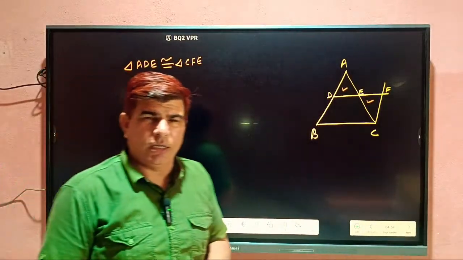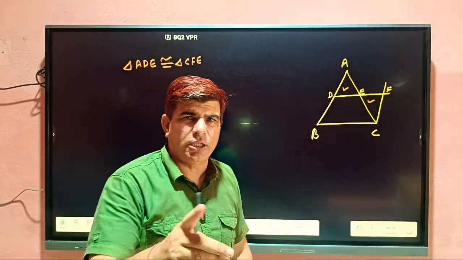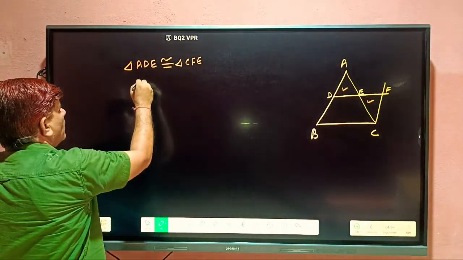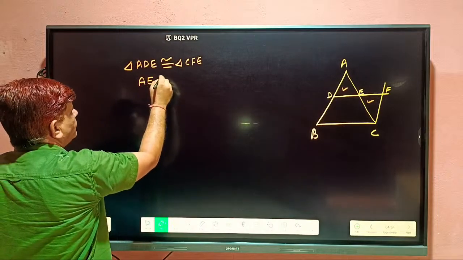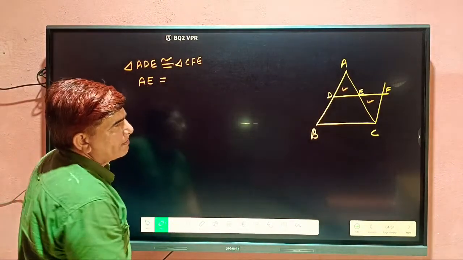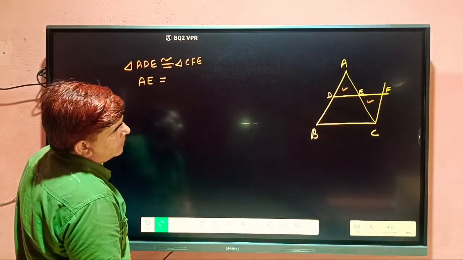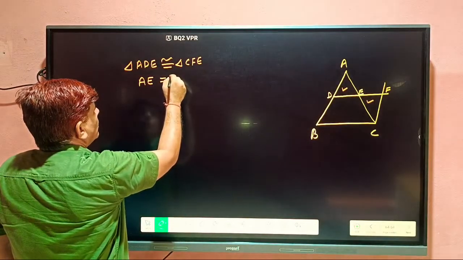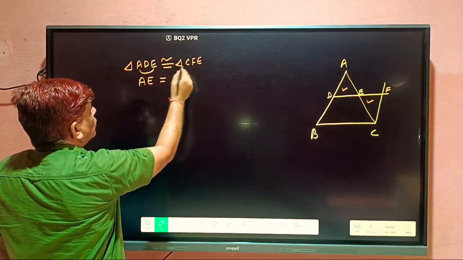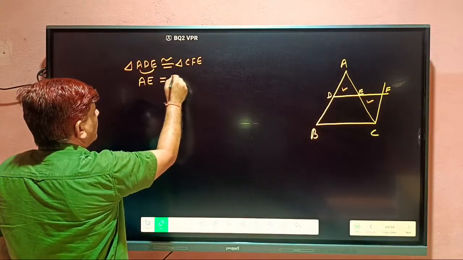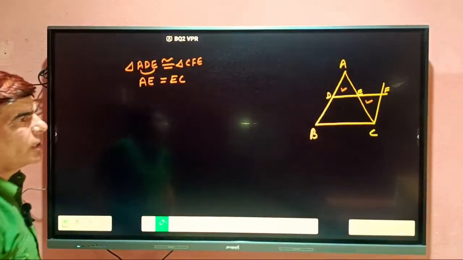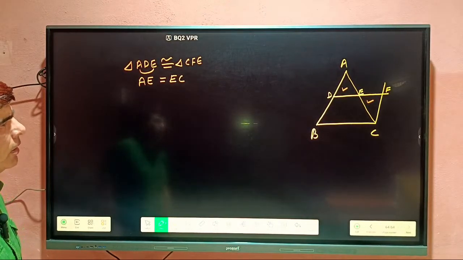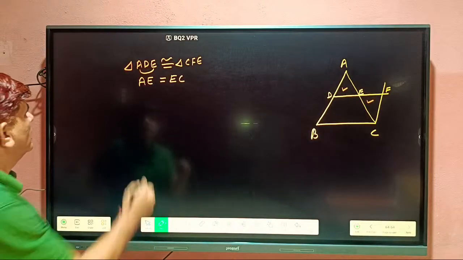If two triangles are congruent, the 6 elements of one triangle are equal to the 6 elements of the other triangle. So what can we say? AE is equal to what? AE equal to CE or EC. Yes or no? Got this or not?